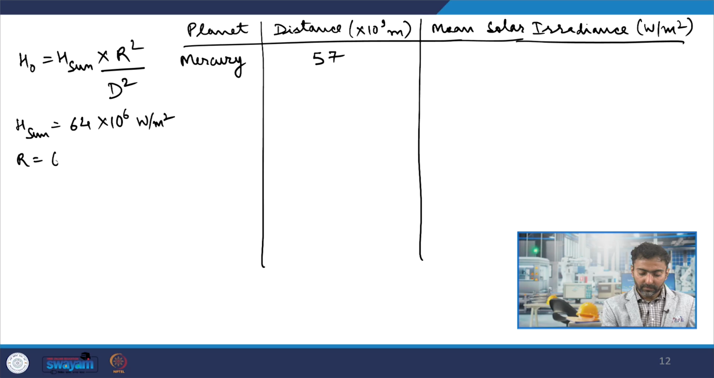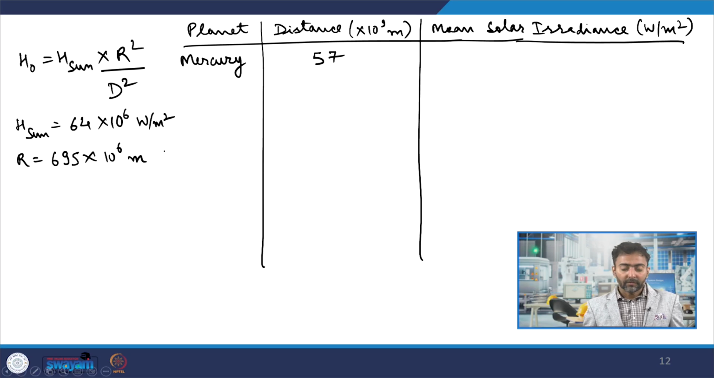R or radius of sun is 695 into 10 to power 6 meters, and d for Mercury is 57 into 10 to power 9 meters, and if you put it in the equation and solve it, you get something around 9514 watt per meter square. So, that is a radiation intensity at the mean distance between sun and Mercury.